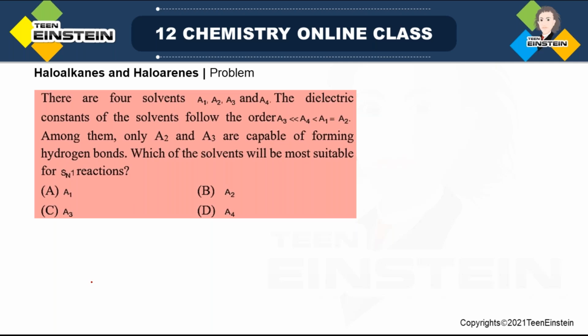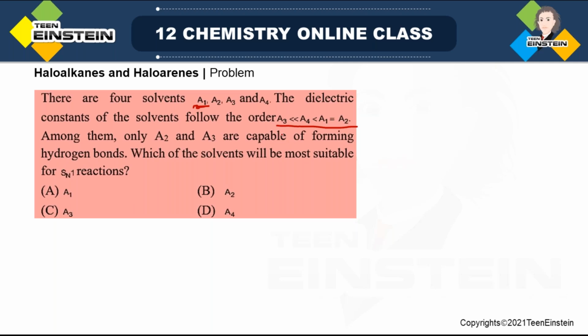So here the problem that we have in the first slide is related to the solvent. That means the role of solvent, that idea we have to utilize here. There are 4 solvents, A1, A2, A3 and A4, and the dielectric constants of those solvents are given. You can understand that the dielectric constant for A1 and A2 are the same, and A1 and A2 have dielectric constant greater than A4 and A3, where A4 is much greater than A3, and A3 is at the last point.